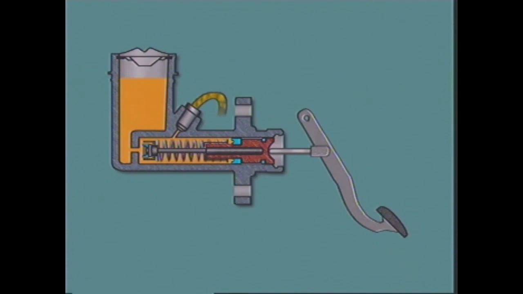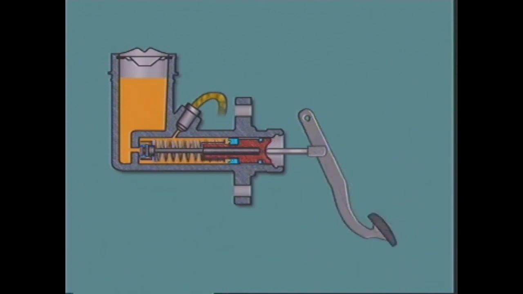With the pedal in the off position, the center valve is clear of the inlet port, and fluid can flow to or from the reservoir into the cylinder. When the pedal is initially depressed, the piston is moved forward, taking the valve assembly with it. The center valve closes off the inlet port from the reservoir, trapping fluid in the cylinder bore.